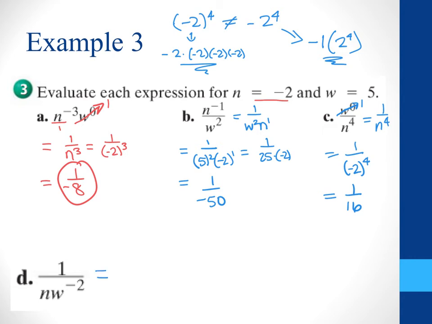Now for part D, my last part, notice that I really have 1 divided by n times w to the negative second. So what this tells me is that w to the negative second, this part here, is in the wrong spot and really belongs in the numerator. So this really gives me w squared divided by n. I'm going to plug in my values. So I have 5 squared divided by a negative 2, or I end up with 25 divided by negative 2, and you can go ahead and leave it like that.